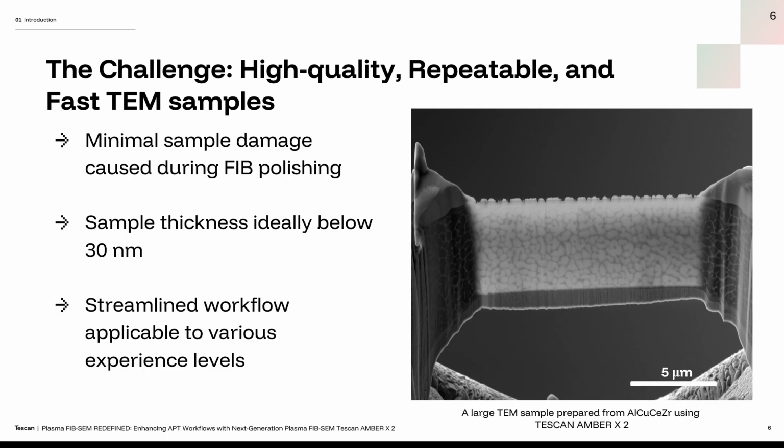Success in these applications depends heavily on minimizing damage introduced during the final polishing steps. The goal is to preserve the material's pristine structure while achieving extreme thinness, typically below 50 nanometers. In many cases, samples need to be as thin as 30 or even 20 nanometers to meet the requirements of the advanced imaging. Equally important is the ability to produce such high-quality samples consistently and repeatably, ideally in a way that doesn't depend on deep FIB-SEM expertise, so even less experienced users can contribute to meaningful results in their research.